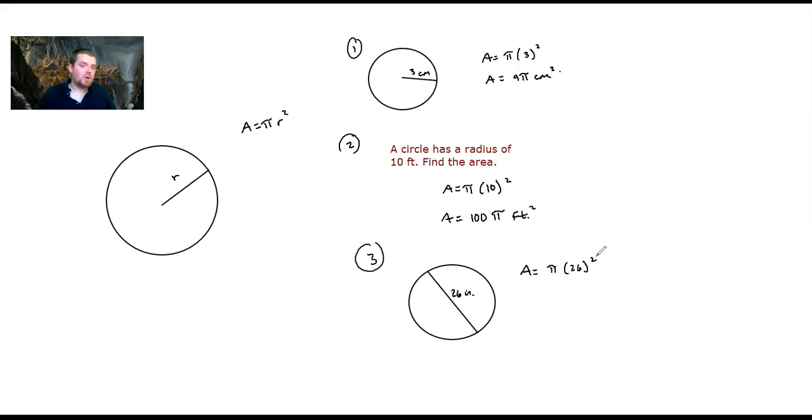But that would not be correct because it's not the diameter that is plugged in here, but it's the radius. So if the diameter is 26, that means half of that, the radius, would be 13. So it's 13 that I would want to plug into this area formula, not 26. 13 squared is 169. So my area is 169 pi inches squared. So just be careful of that.